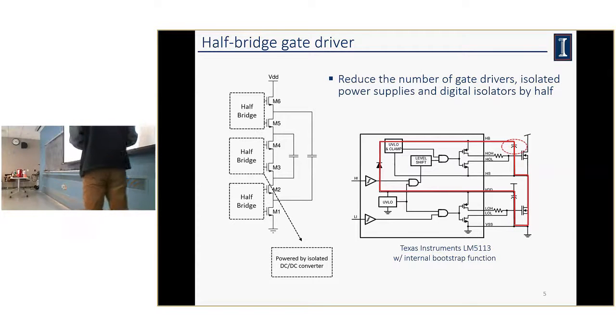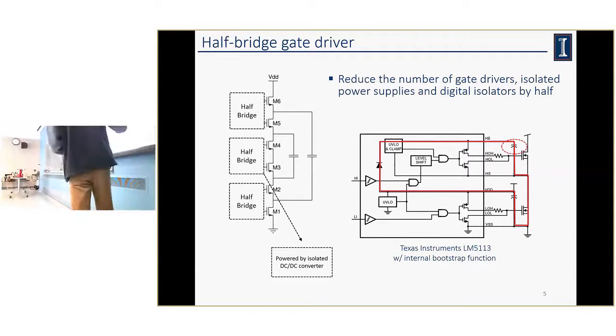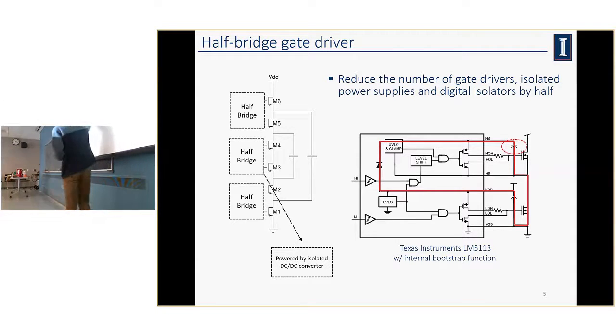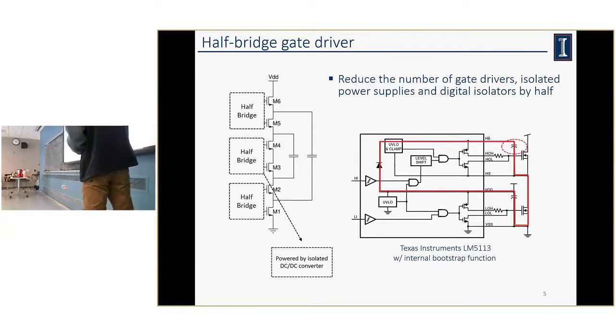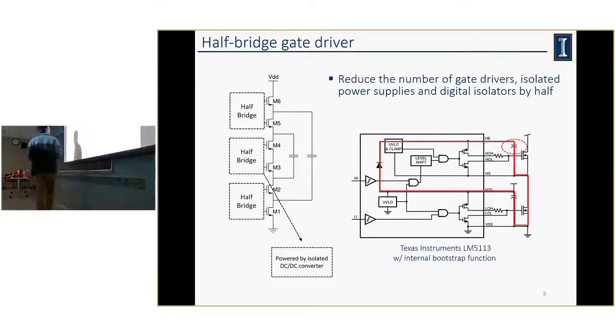For the high side of each half-bridge gate driver, it is powered by a technique called the bootstrap. There is an integrated diode in this chip. Suppose the low side switch is on, this diode will conduct, and this capacitor can be used to charge the high side capacitor, which is in this circle, through this red loop. So that means we don't need to worry about the power supply for the high side gate driver because of this very simple and convenient bootstrap technique.